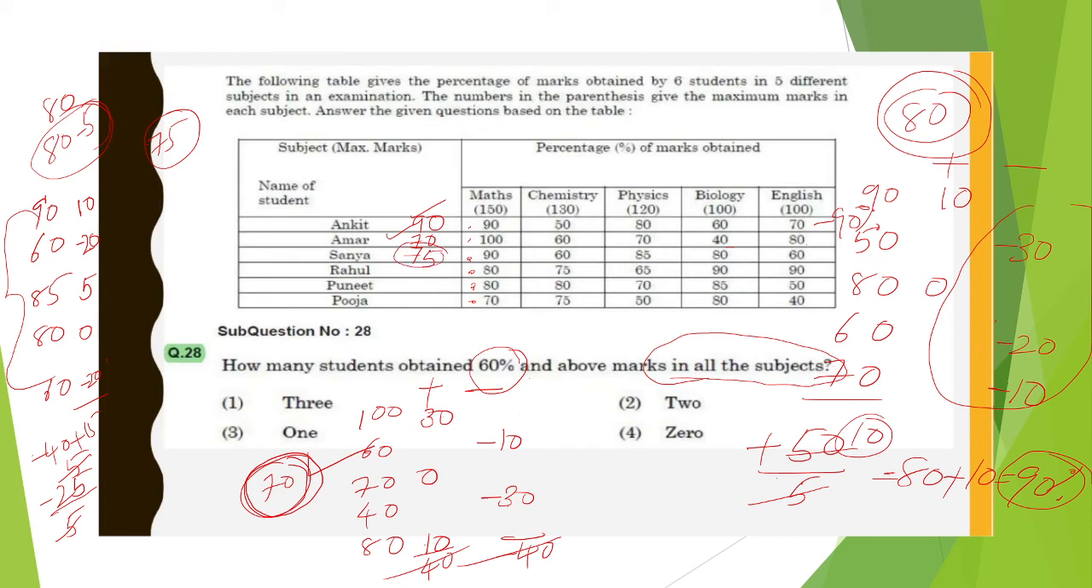From here we can conclude that we already got 3 persons having more than 60 percentage. We can easily say that 3 is the answer. Okay, we did some mistake here. How many students obtained 60% and above marks in all the subjects?